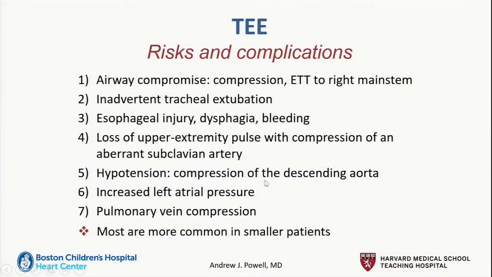Hypotension, this is typically from compression of the descending aorta by the TEE probe. Similarly, you can increase the left atrial pressure from compression of pulmonary veins as well. And then if you go through these things, most of them are more common in smaller patients, where the space is tighter and there's more chance for compressing or obstructing something with the TEE probe.